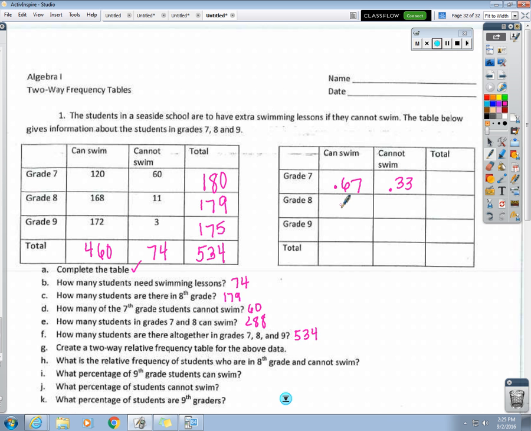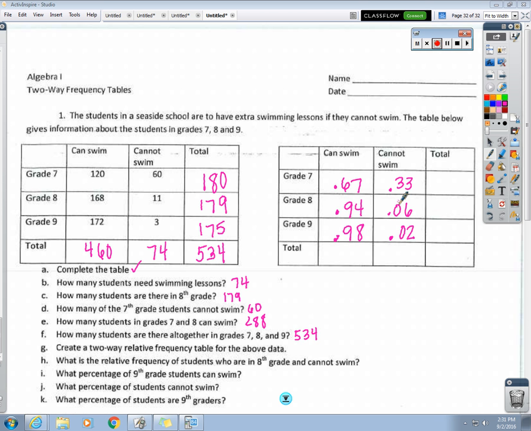What percentage of the 8th graders can swim? Right, so what percentage can't? 0.06. Make sure you put that 0, because if you just put 0.6, that represents what percent? 60. Okay, grade 9, what percent can swim? 0.98. And what percent can't? 0.02. Okay, out of the whole school, what percent of them can swim?